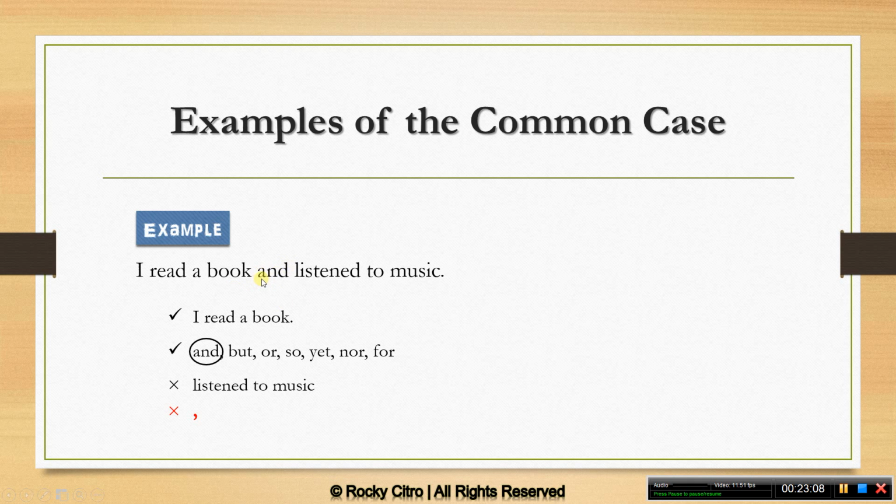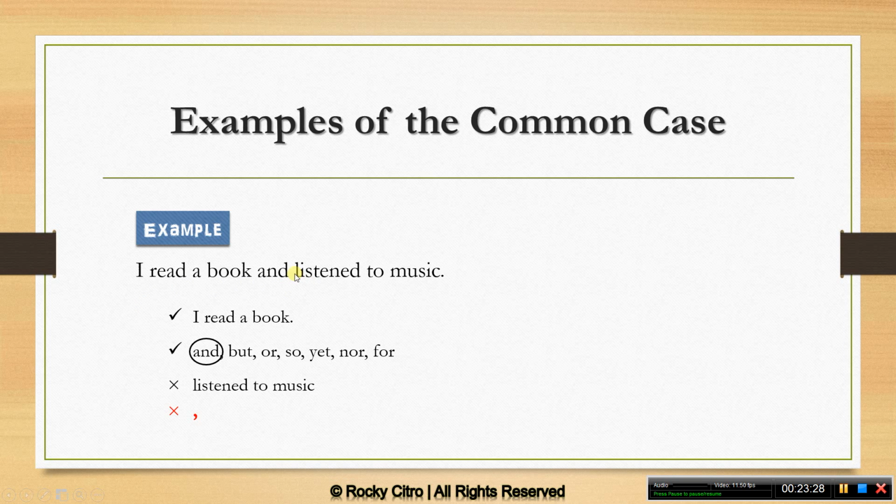Also, this kind of sentence structure is very, very common. You'll see this probably almost in every paragraph that you write. So keep an eye out. Basically, you need another subject in the second element. So, the first sentence we had, I read a book and she listened to music.